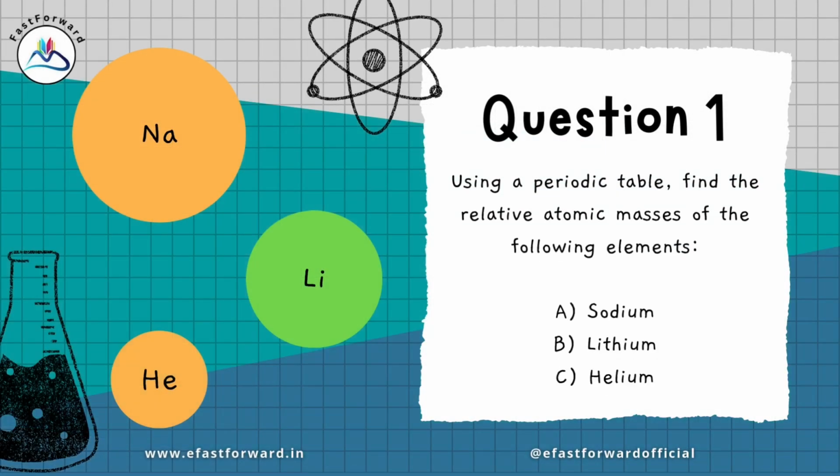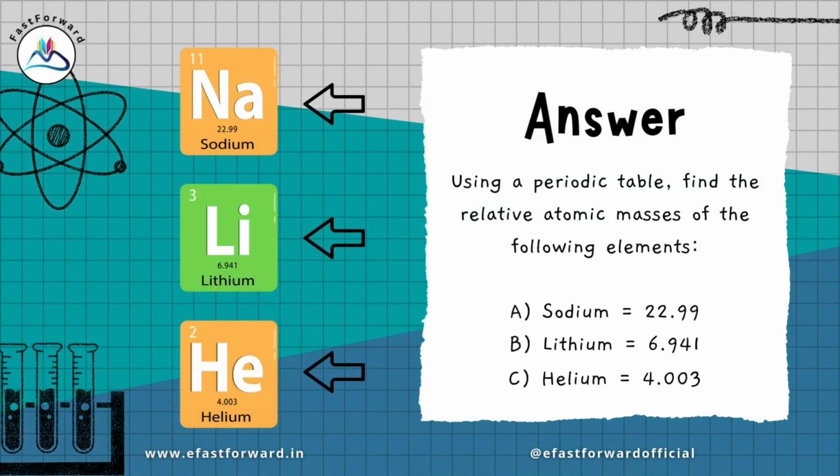Question 1. Using a periodic table, find the relative atomic masses of the following elements: A. Sodium, B. Lithium, C. Helium. Answer. Using a periodic table, find the relative atomic masses of the following elements: A. Sodium equals 22.99, B. Lithium equals 6.941, C. Helium equals 4.003.